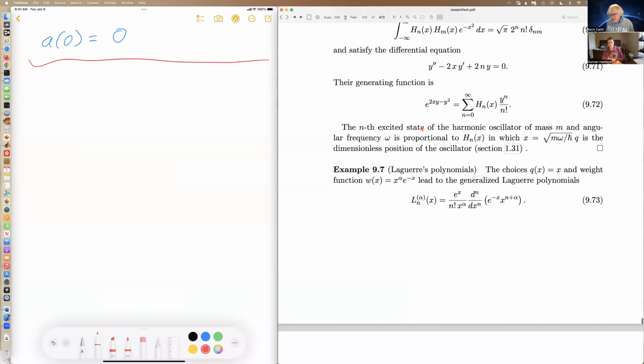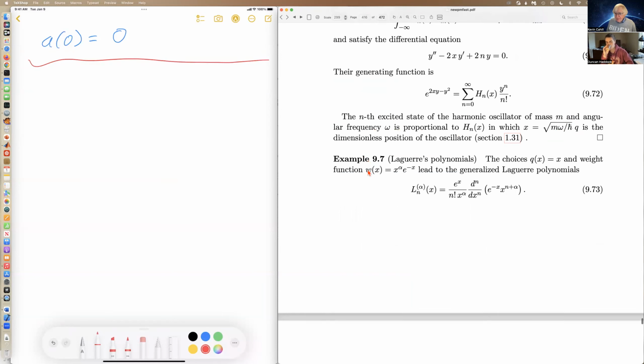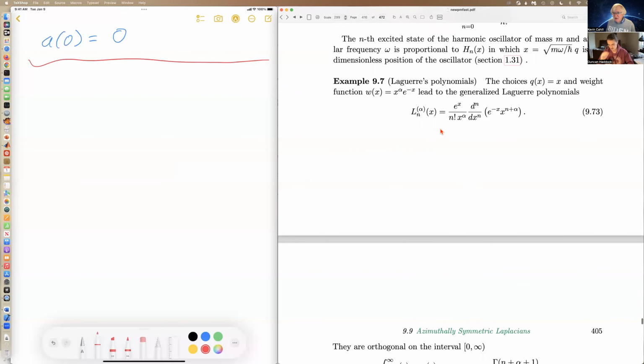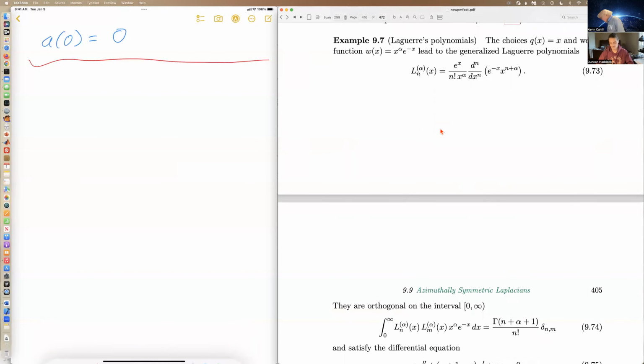And of course, the nth excited state of the harmonic oscillator of mass m, angular frequency omega, is h_n of x, where x is the square root of m omega over h bar times q, x being dimensionless.